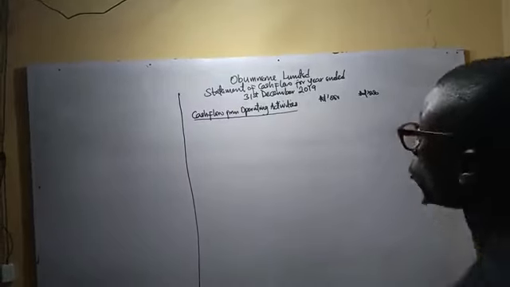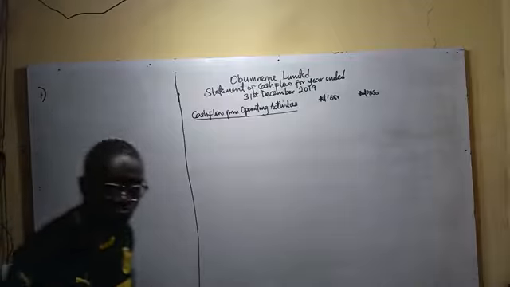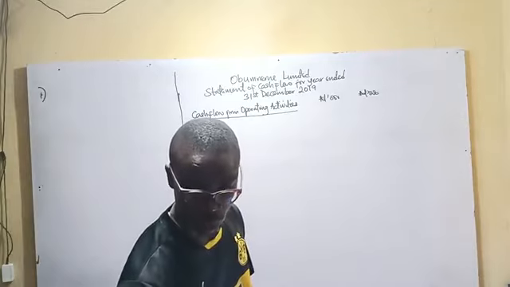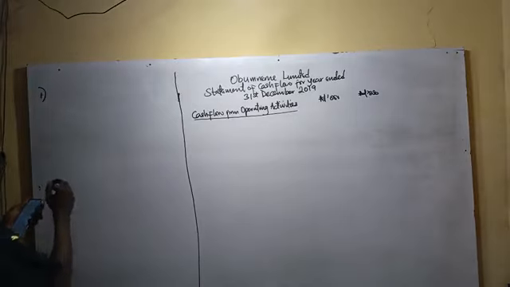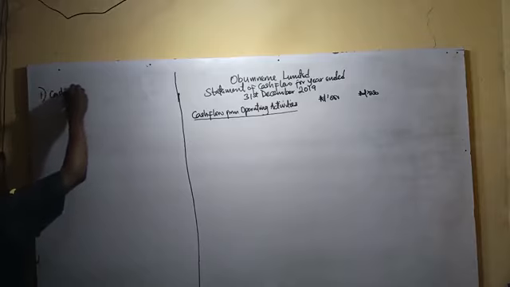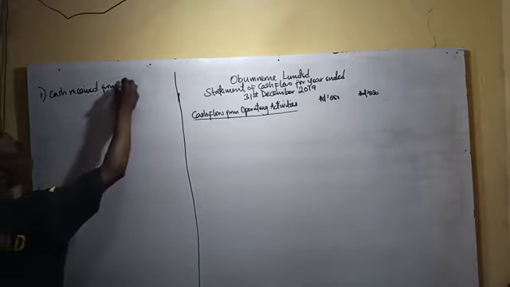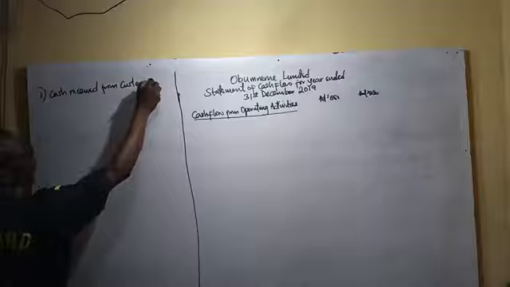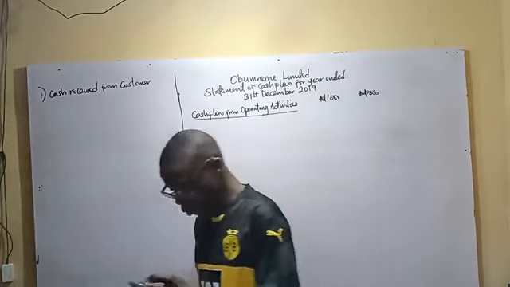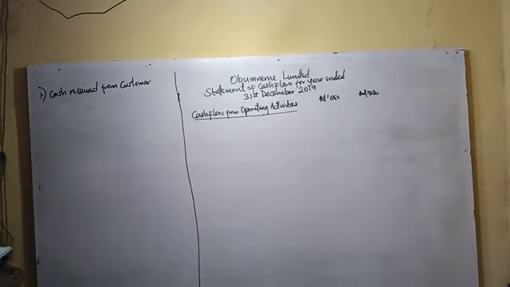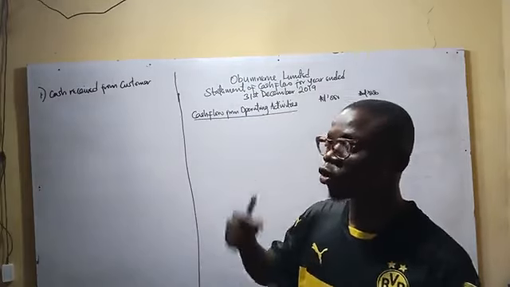Yeah. So let's go to workings 1. Workings 1. You have to calculate cash received, or it can be collected, from customer. So how do you calculate your cash received from customer? It's quite simple. Don't forget that trade receivables means the amount that your customers are owing you.